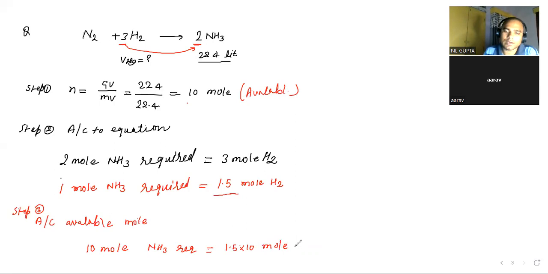So H2, it is going to be what? That is 15 mole. Because when I'm writing fast, it is not working. Today I'll go to the shop and install Zoom again.